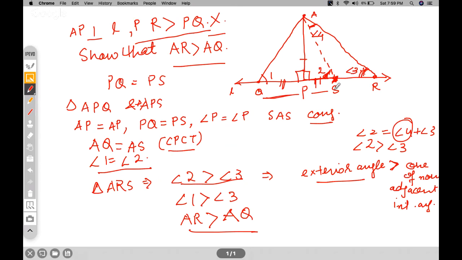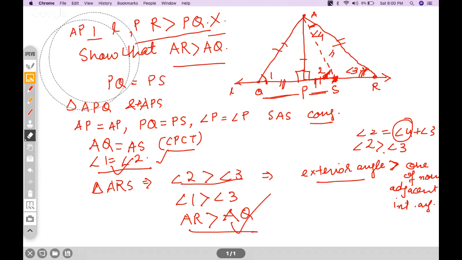So as soon as you draw PS equal to PQ and prove that angle 1 is equal to angle 2, you should go to triangle ARS and say that angle 2 is greater than angle 3, and 1 and 2 I have already proved equal. So 1 would be greater than 3. Opposite to 1 is AR, opposite to 3 is AQ. So AR is greater than AQ. I hope you all understood it.